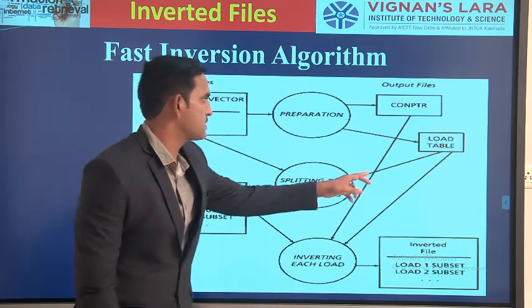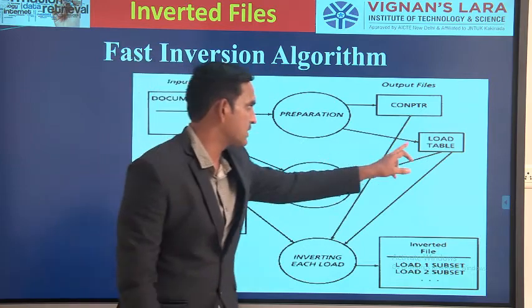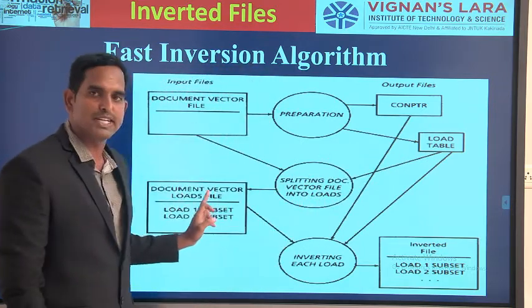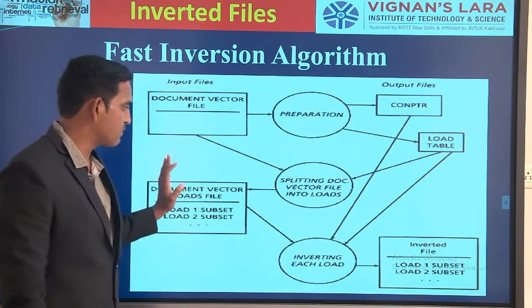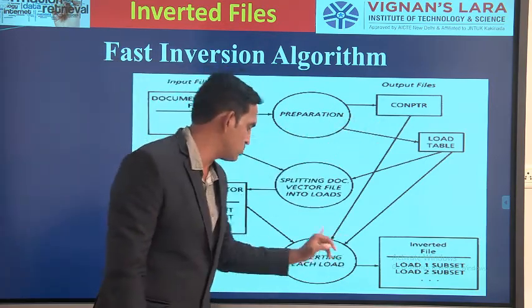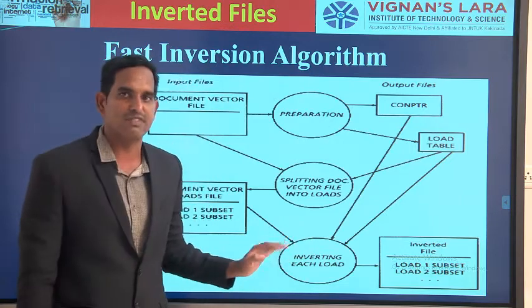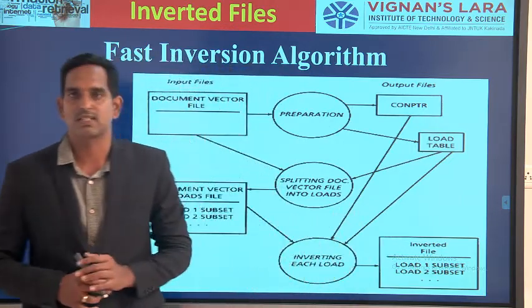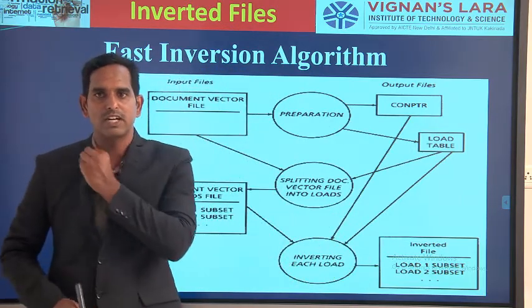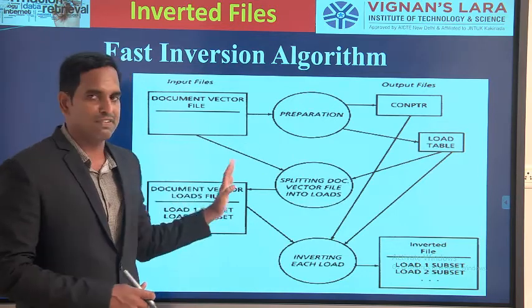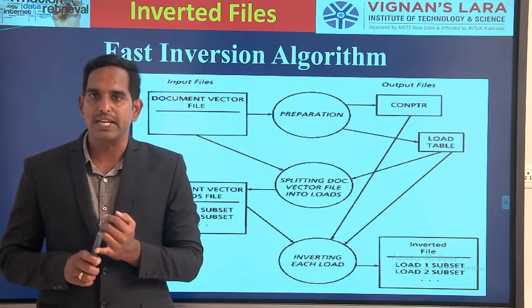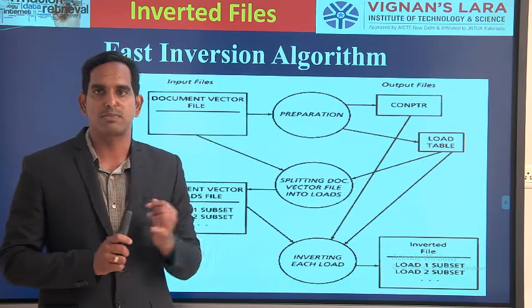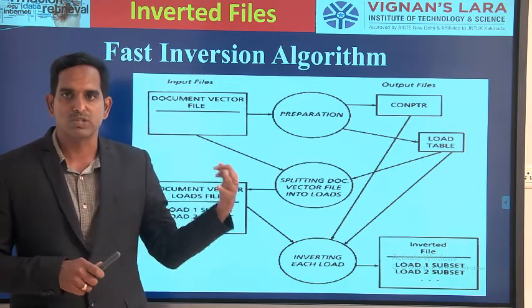Next, the document has to go through splitting. It will take the load table and perform the splitting of the document, and this document vector file and your concept file will be used in the third phase, the inversion phase, to create your index. So the work has to be done by these three phases. The first phase, the preparation phase, creates one load file and another concept postings file.